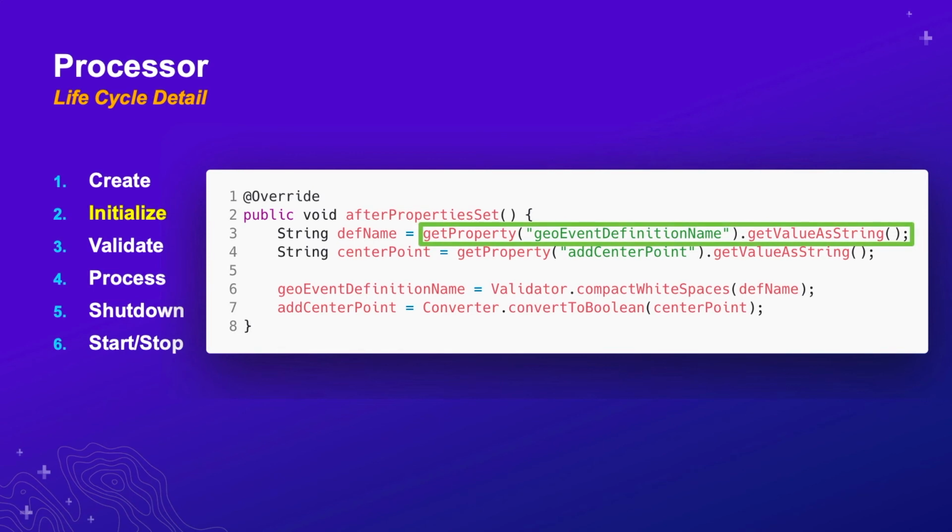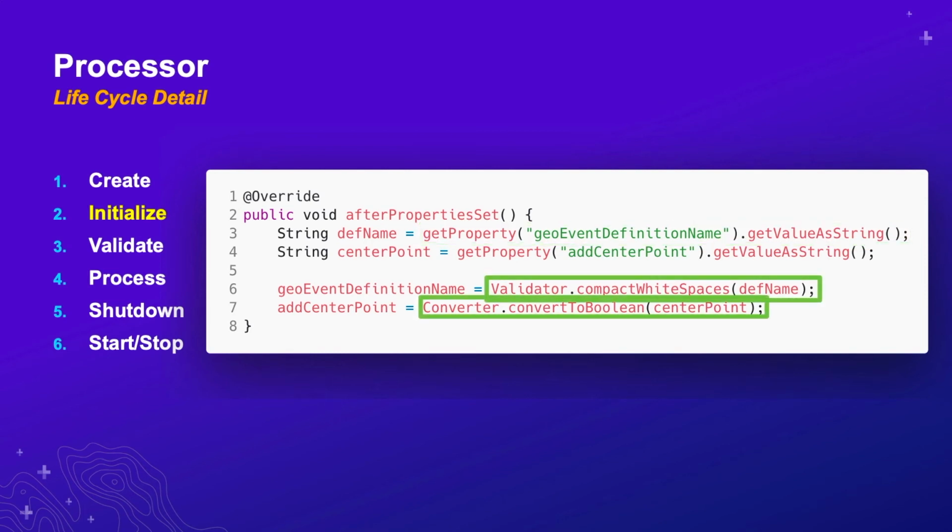The getProperty method will allow us to retrieve those values, and in this case we are retrieving the GeoEvent definition name and add center point properties as strings and assigning them to local variables. We then have the ability to use the validator and converter classes, which are static helper classes that help us further handle those retrieved properties. Here, we're using those static classes that I mentioned to compact the white space in the GeoEvent definition name and convert the add center point property to a Boolean.